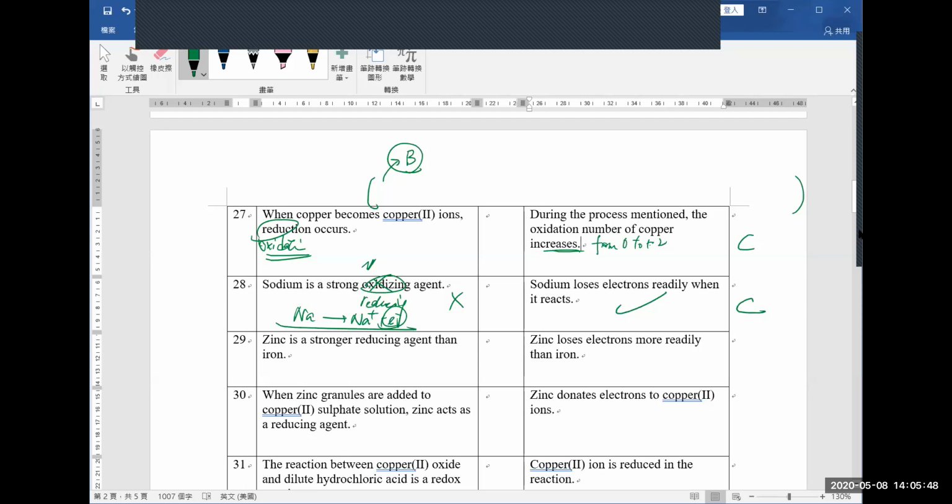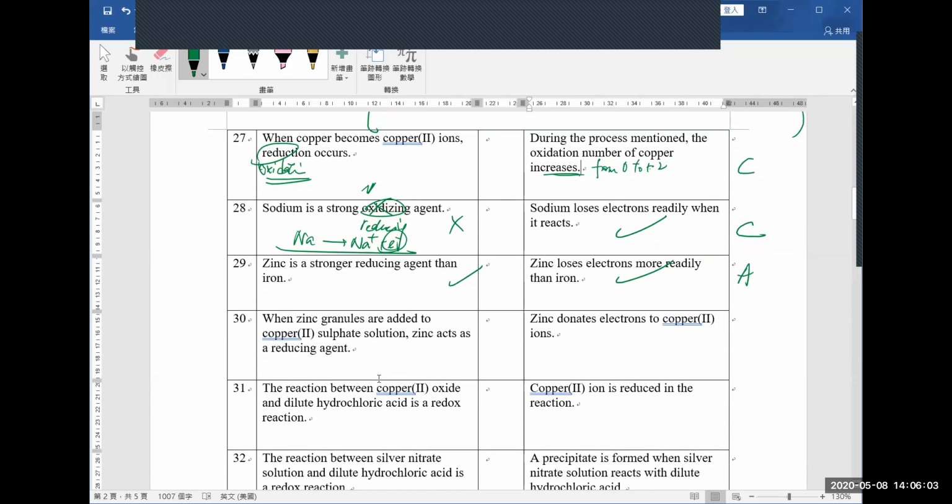Two more questions to go, Wang Junho. Zinc is a stronger reducing agent than iron. Zinc loses electrons more readily. Yes, that's right, it's A. You need to rank it according to the ECS. Zinc is more reducing. The last question, 30.